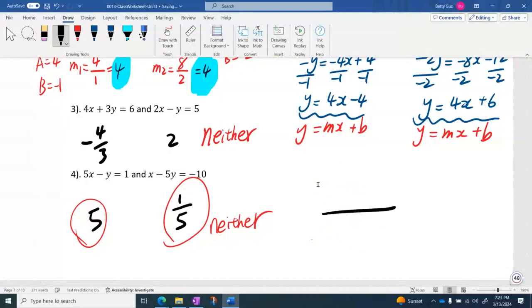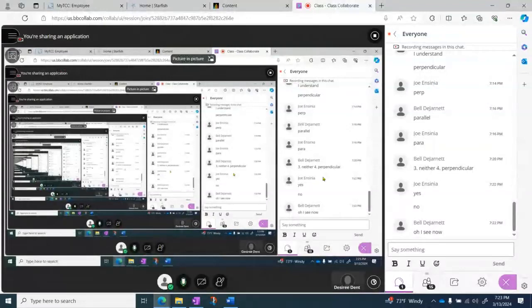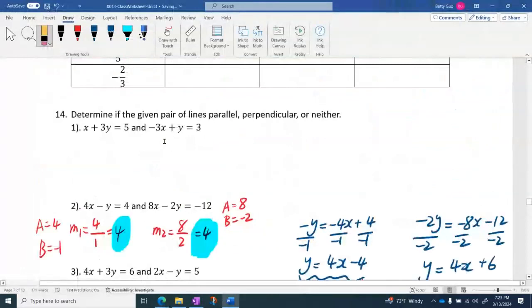You can try. Only when the two slopes have opposite signs is it possible for them to cross at 90 degrees. If they are both positive, the angle has to be less than 90. So number 4 is also neither. Okay, very good. Perfect.